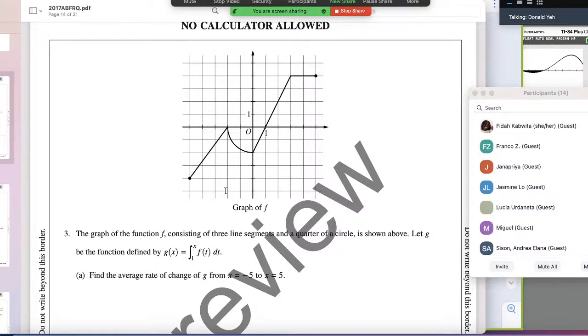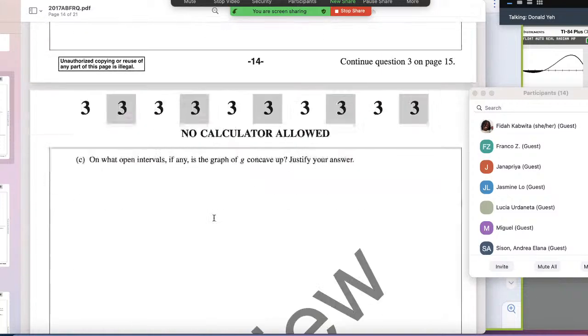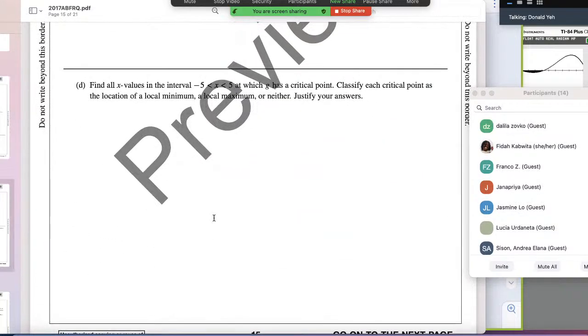Wait, what did the question ask? Let me check the question. Maybe I didn't answer the question completely. I think they only want a critical point. They didn't want an endpoint. So they only want a critical point. So that's relative. Local. See, they even say local min and local max. That means relative. So relative is anything between the interval. Now, if it says absolute, that means including the endpoint evaluations.